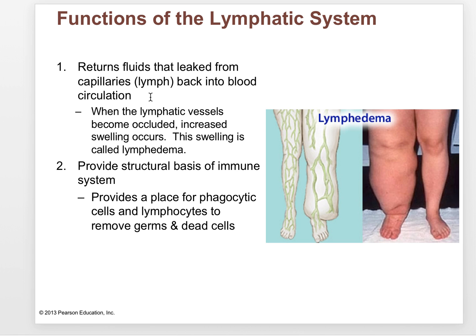Now, what happens if the lymphatic system doesn't work, or if it is affected by infection or occlusion? You have a condition called lymphedema, in which you have an accumulation of fluid that leaked out from the capillaries and didn't get picked back up, and it leads to an enlarged extremity, for example, like in this person with lymphedema of the leg. So the purpose of the lymphatic system is to return fluids leaked from the capillaries back into the blood circulation, and to provide a structural basis for the immune system. Basically, a place for phagocytic cells and lymphocytes to go to remove germs and dead cells.